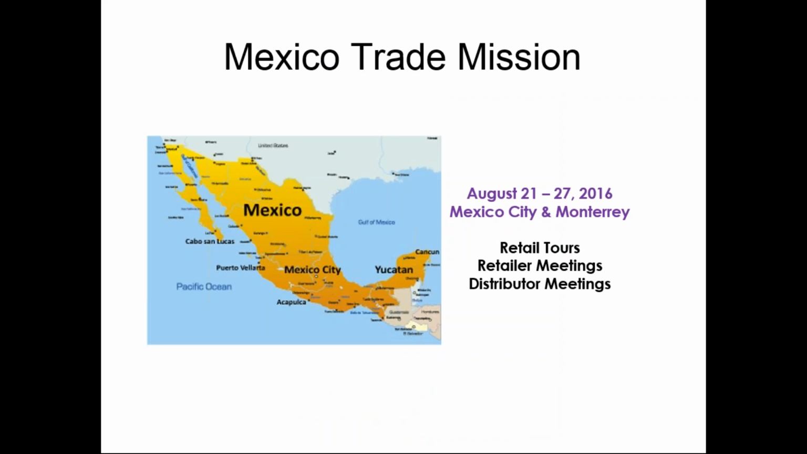More specifically, we're going to take a trade mission to Mexico. This will be 10, 11, maybe 12 supplier companies. We'll be going to Mexico City and Monterrey in August. Bring your sunscreen.